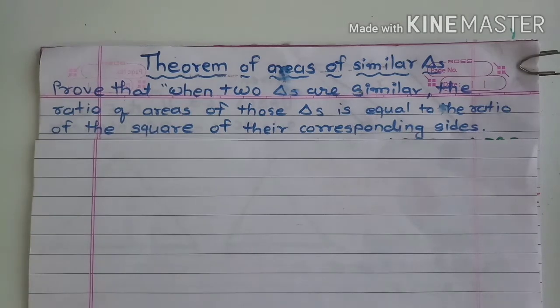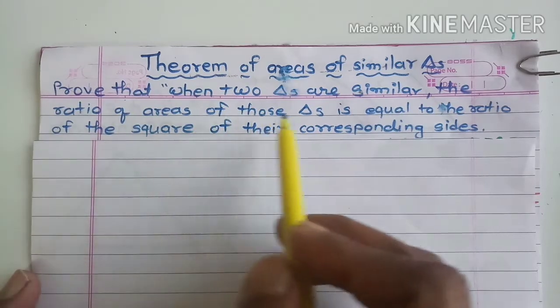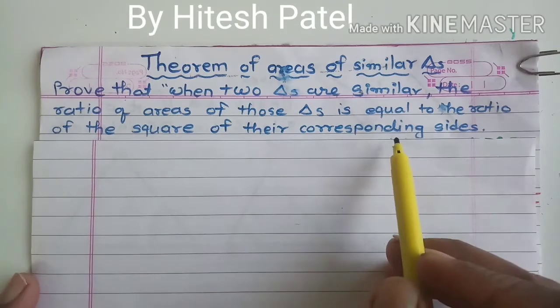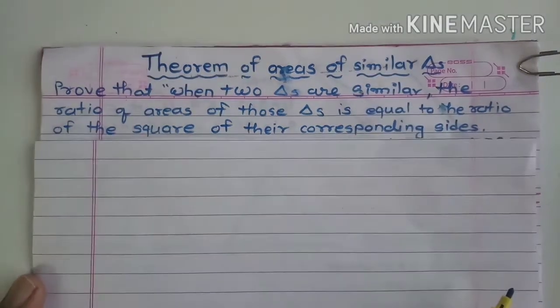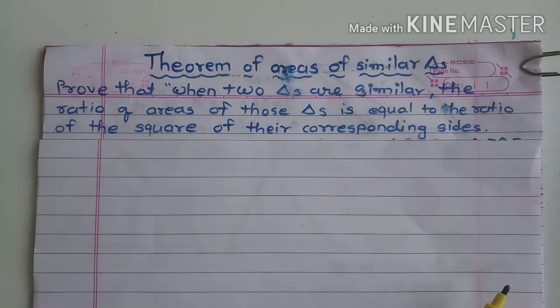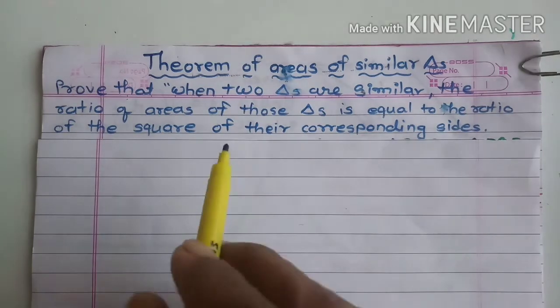Now the next topic is the theorem of area of similar triangles. What is the statement? When two triangles are similar, the ratio of the areas of those triangles is equal to the ratio of the squares of their corresponding sides. First of all, read the statement twice and then draw the diagram accordingly.